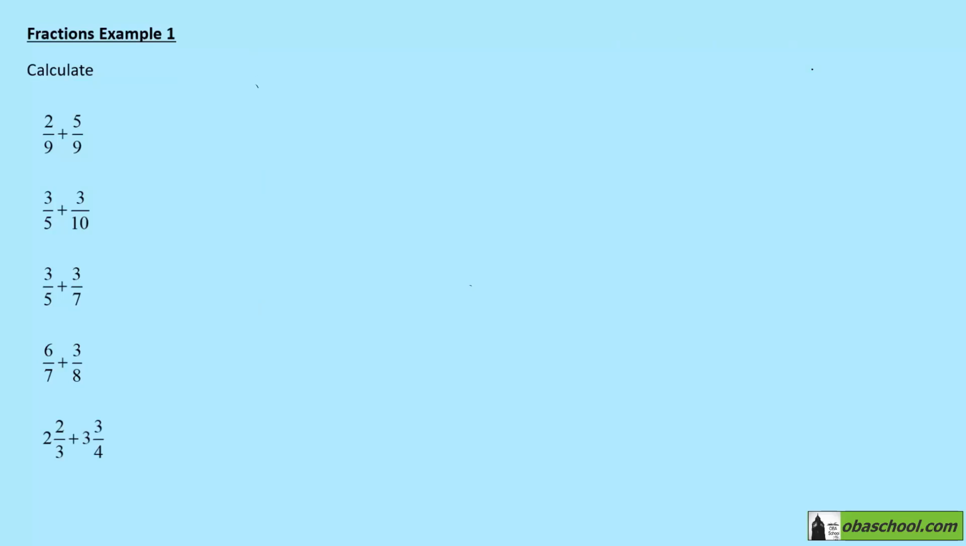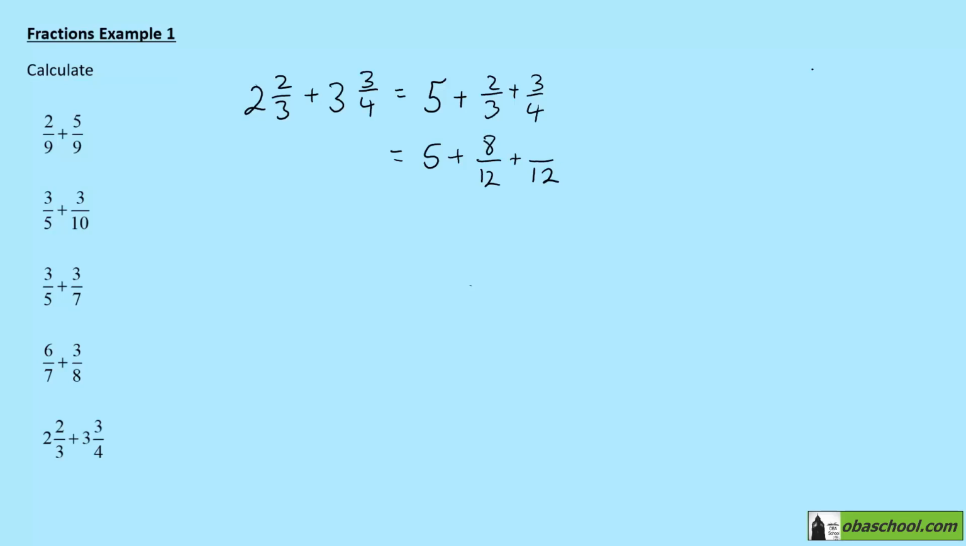Now with the last one, 2 and 2/3, add 3 and 3/4. There's a couple of different approaches you could take. One is to add the whole number parts. 2 and 3 is 5, and then add the fractions. So for these two fractions, common denominator would be 12. And so we've multiplied this denominator by 4, do the same to the top. Multiply this one by 3, do the same to the top. And so we've got 5 plus 17 over 12.